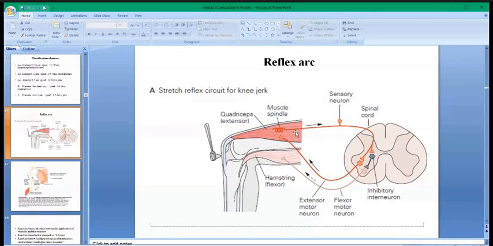Here it is a bipolar neuron because there are two poles, here one, here another. Now the impulse is carried by a projection towards the cell body, that is called dendron. And if the impulse is carried away from the cell body, that is called axon. Dendron or dendrites carry impulse to the cell body, and axon carries impulse away from the cell body. Yes or no?